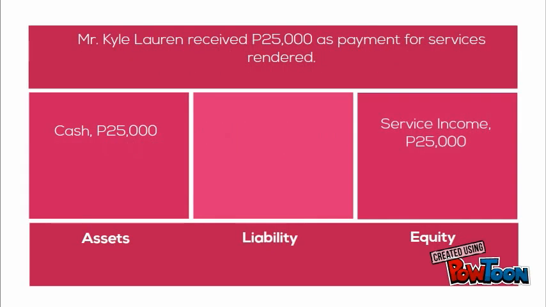In this situation, Mr. Carlo Ren has been given money because of the services he has rendered. So this means that his business got money, so it's going to be added to your cash account, which is 25,000 pesos, and also you can have a service income account in your equity with the same amount.